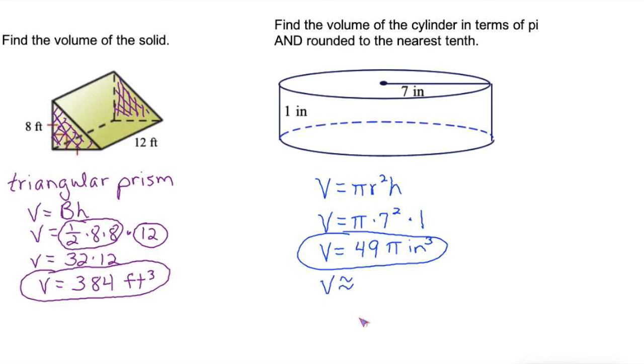Now for my rounded off answer. Let me pick up my calculator. I'm going to put in my calculator 49 pi. That's going to be about 153.9. I'm rounding off to the nearest tenth, and of course, that's cubic inches. So this is my rounded off answer.